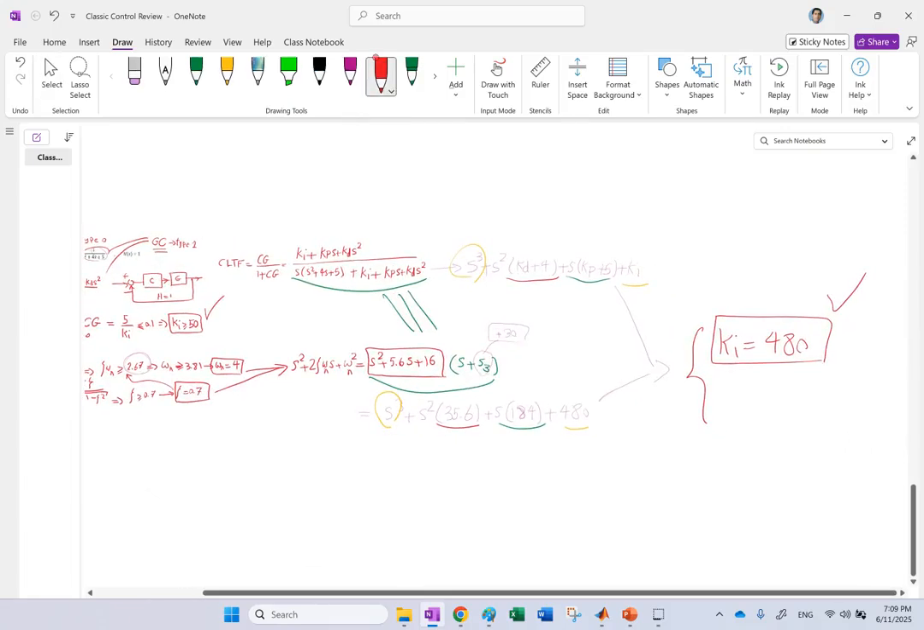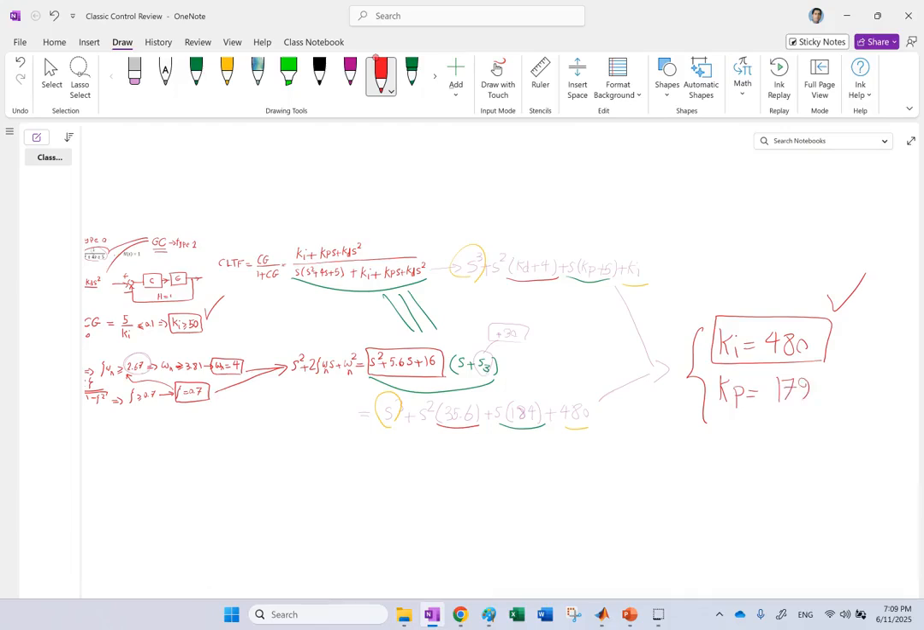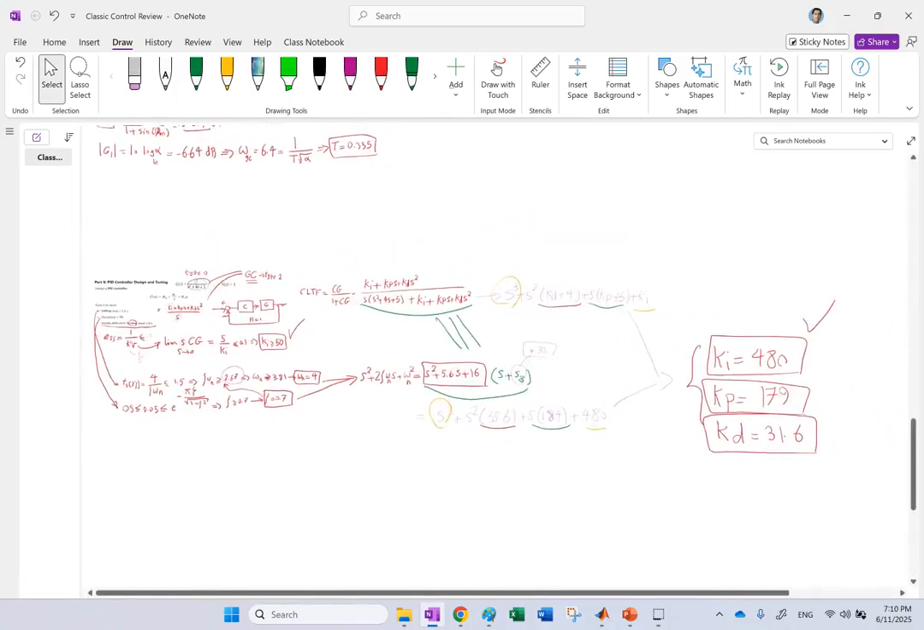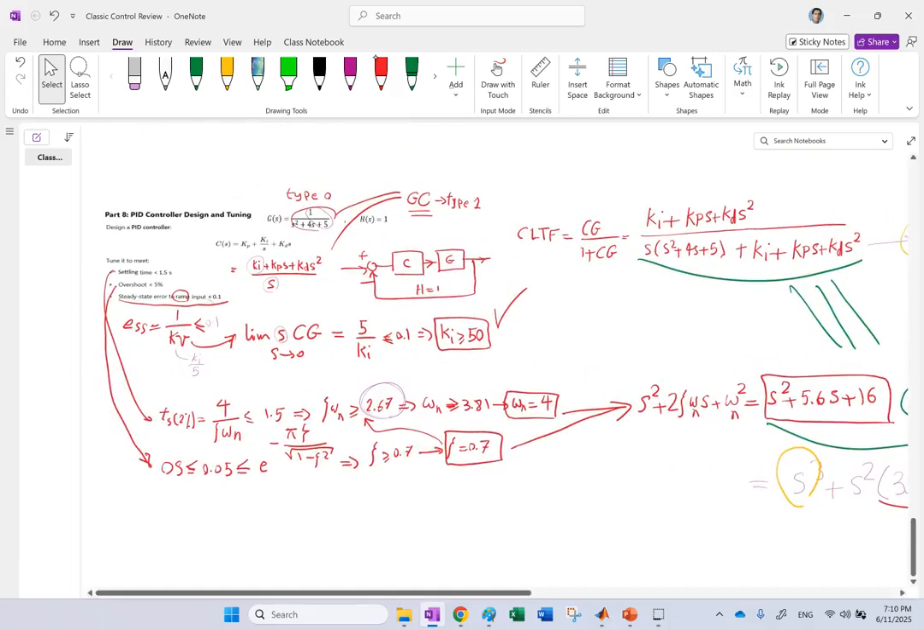And then you can look for kp. So kp is going to be basically 179. And then you go for kd, and that is going to be 31.6. There we go. So you found the 3 gains of your PID controller, and this controller should definitely do the job for you. So you can put that controller and define it and put it behind the system and see whether it does the job or not. And I bet it does.